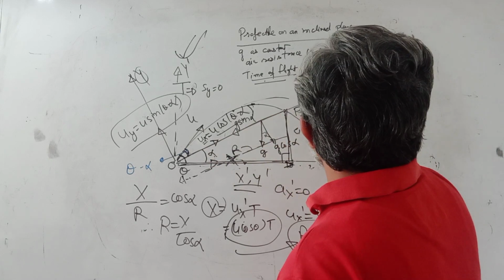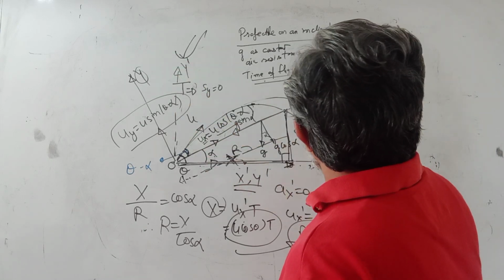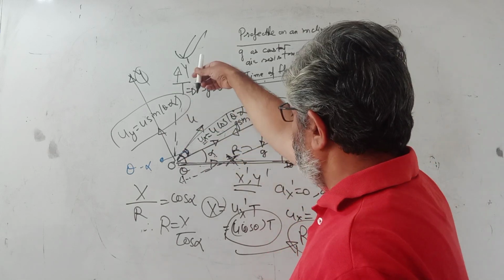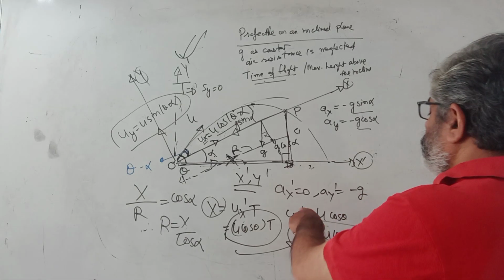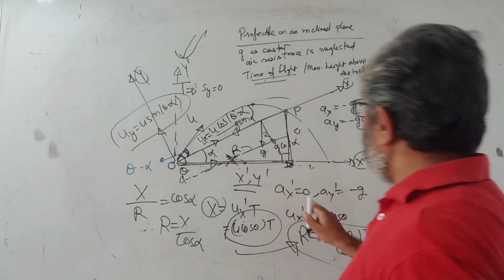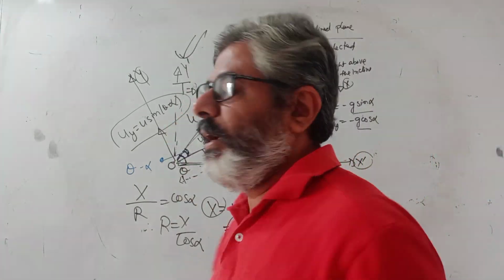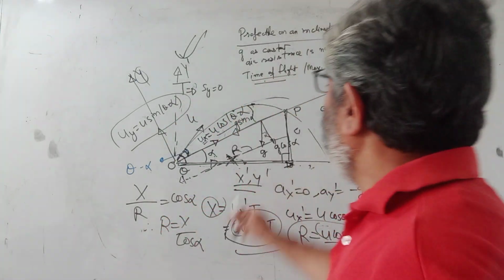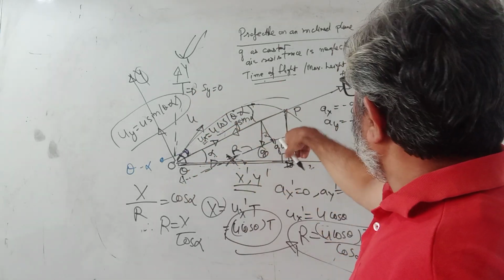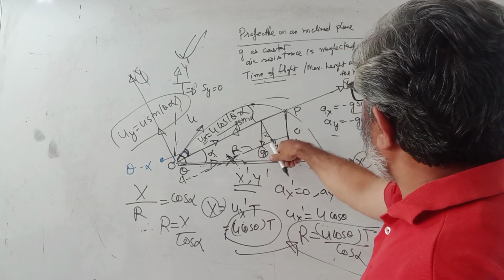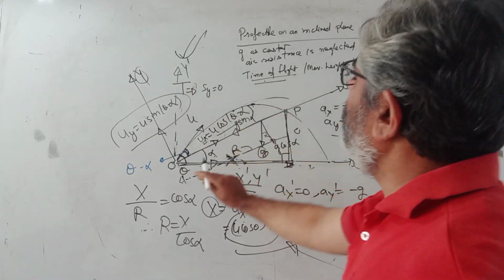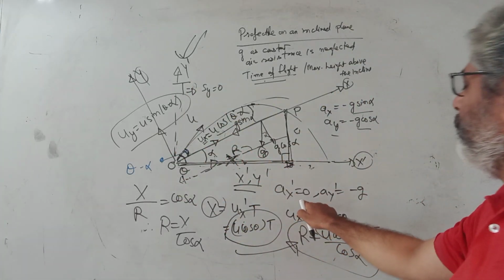For example, I chose this as x and this as y. So ax was this and ay was this. If I choose this as x and this as y, then ax dash is equal to 0. And if I wanted to write ay dash here, which I have not written, what would I write? Minus g. ay dash, that is along this direction, minus g, this one, not this. So for this axis ay is minus g cos alpha, ax is minus g sin alpha, but for this and this axis ay is minus g and ax is equal to 0.